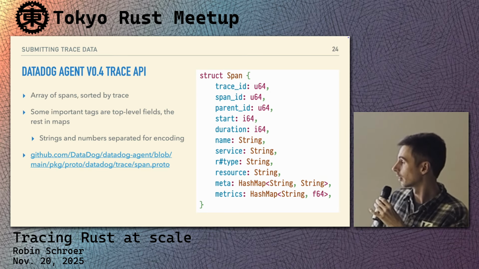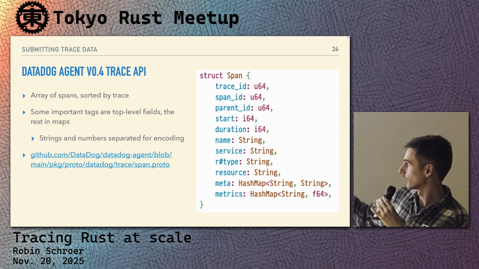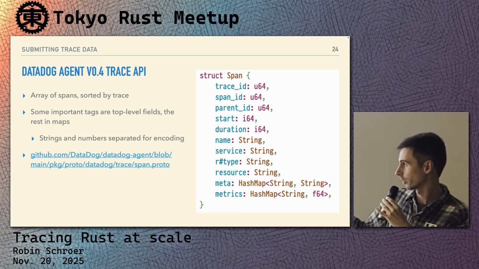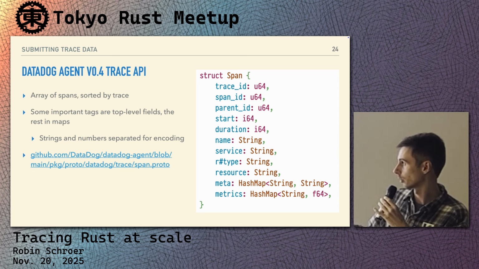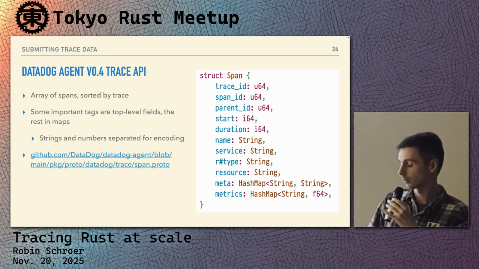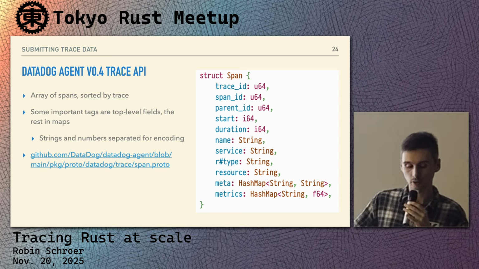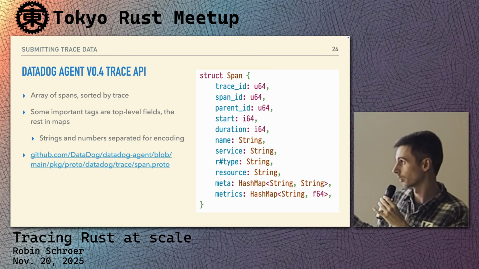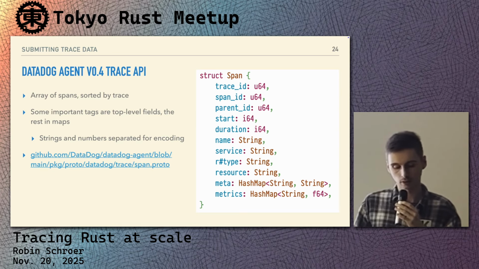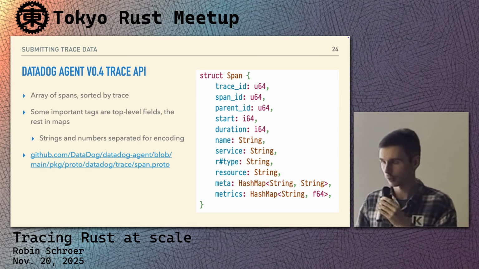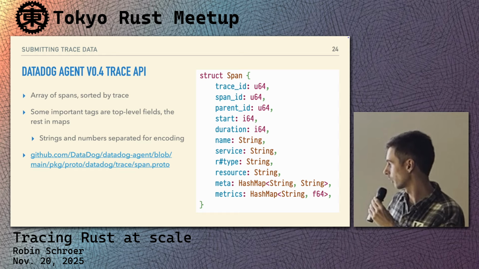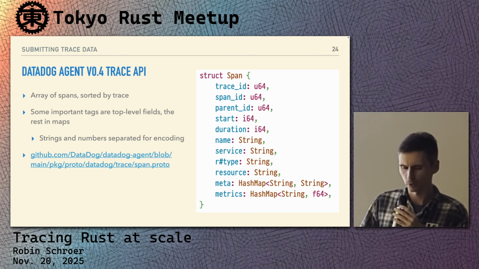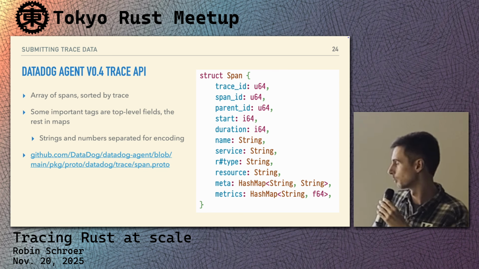Case in point, here's an example from the 0.4 version. We have a Rust struct. You can basically chuck this into Serde as is for MessagePack. And if you sort it correctly by trace, you can send it to the Datadog agent on the port, and it will happily accept this. We can see that some of the important tags that Datadog really cares about are top-level fields in the struct, and the rest of the tags are sorted into these two hash maps, which are sorted into string values and number values, which I believe is a MessagePack implementation reason.